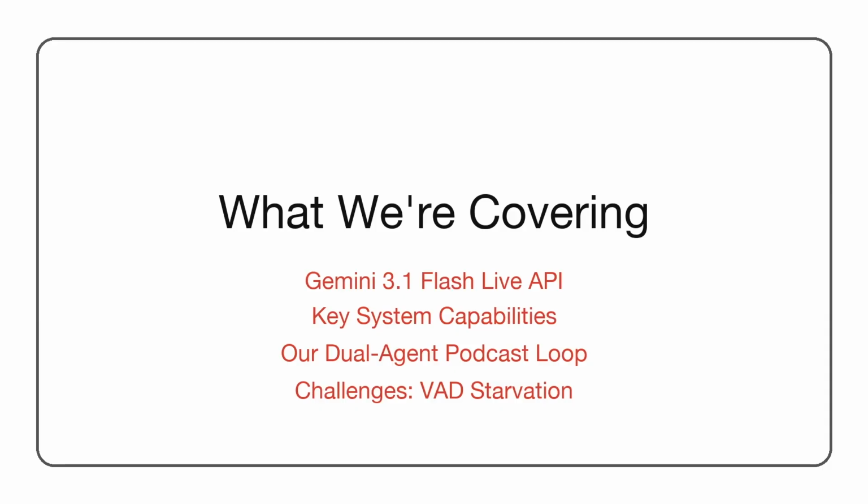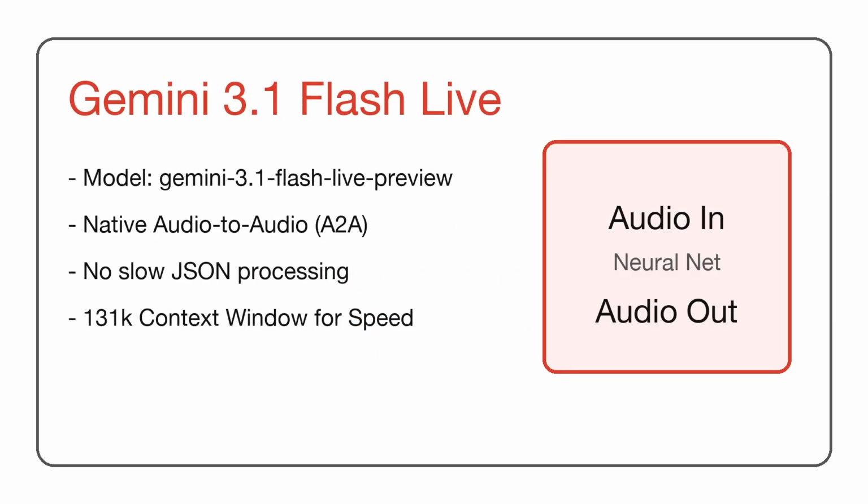In this video, we'll dive into the Gemini 3.1 Flash Live API. We'll review its new capabilities, check out our autonomous dual agent podcast program, and uncover the fix for the infinite silent starvation bug. Google just dropped the Gemini 3.1 Flash Live API.